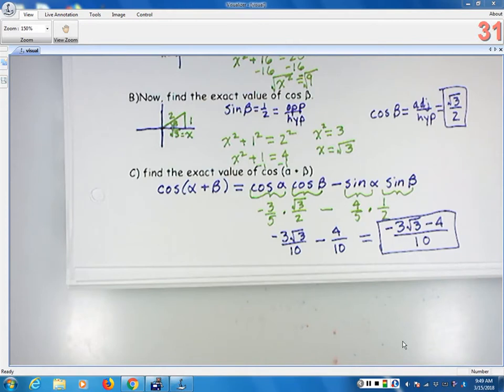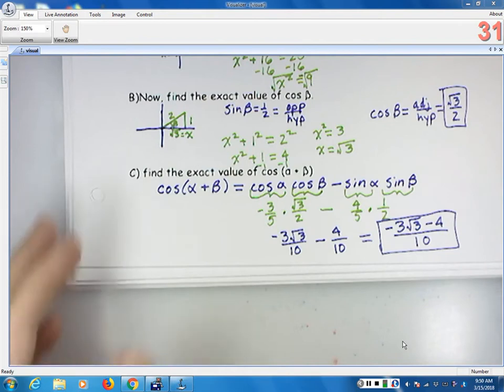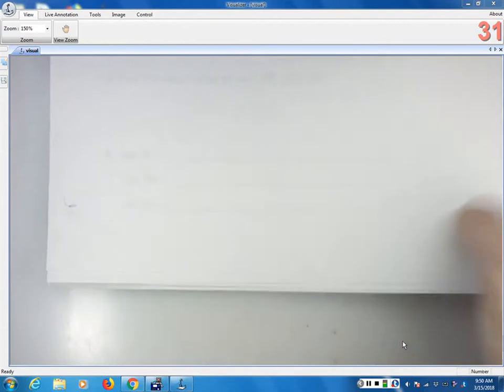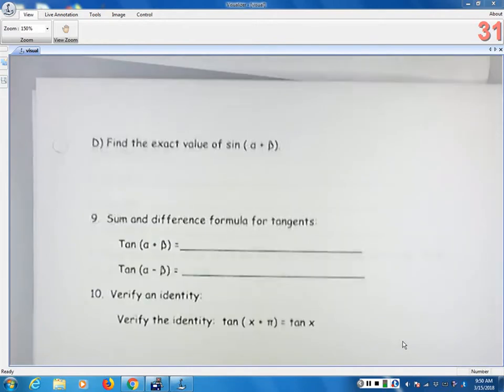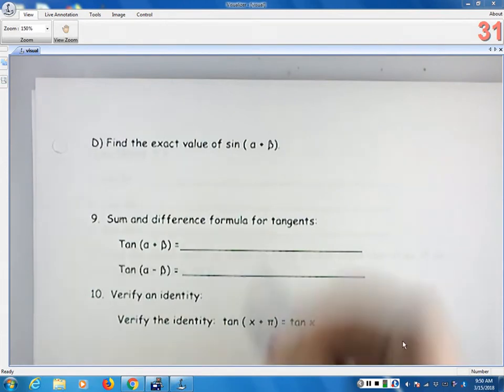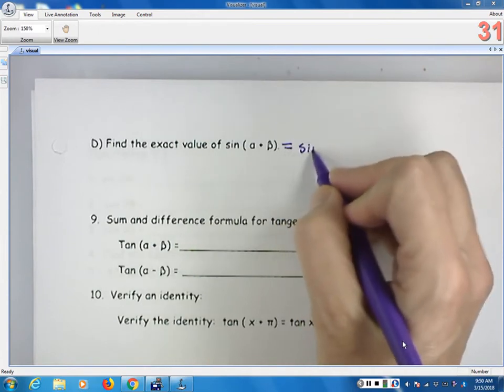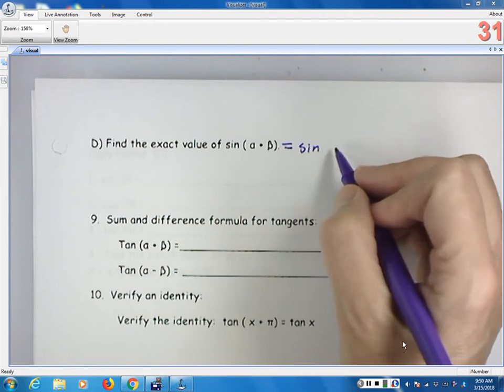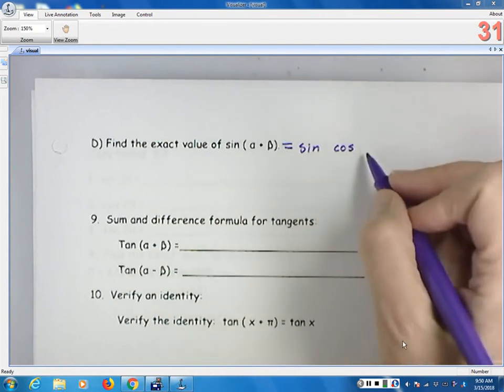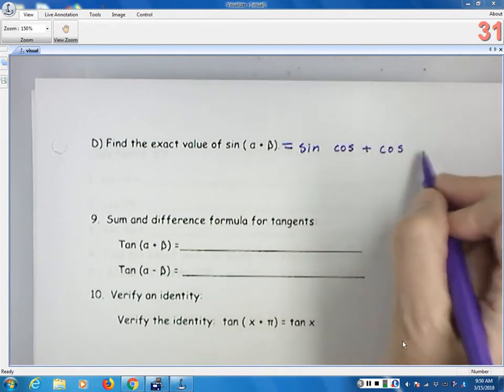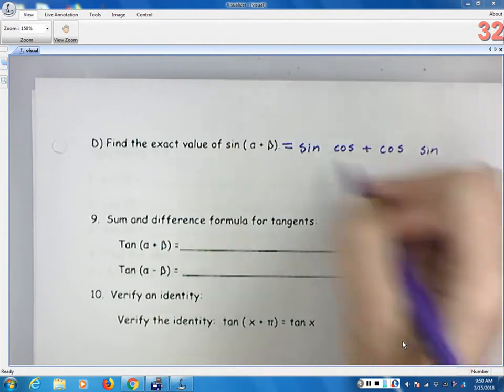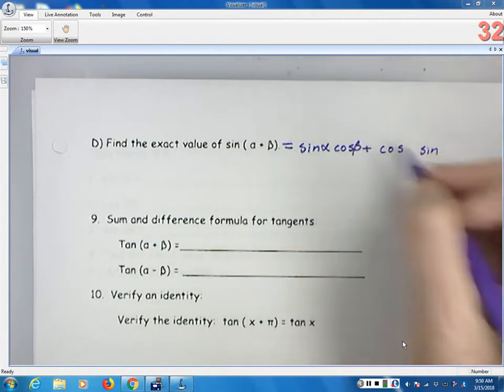All right, this is part D of the same problem. So we're on the next page in the same problem, unfortunately. So sine of alpha plus beta, you write down what that is. Sine is sine times cosine plus cosine times sine, and that's alpha, beta, alpha, beta.